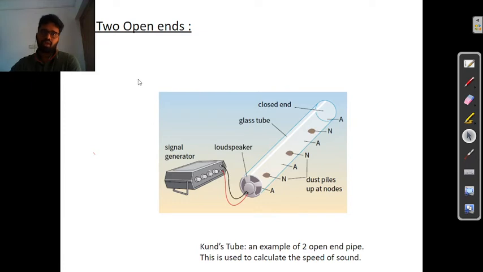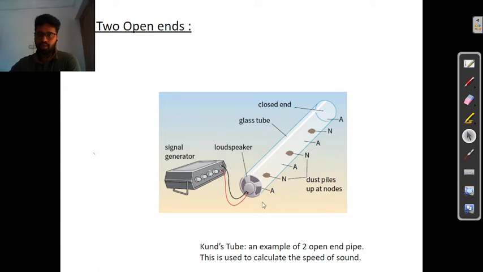So you can also have a two open-ended pipe. Two open-ended string is not possible, but you can have a two open-ended pipe. So what you have is a signal generator where you are producing an antinode at this end, and an antinode is formed at the other open end also. So whenever you have an open end, you have an antinode. Antinode is going to form. So it's also called a Kundt's tube. This can be used to calculate the speed of sound.